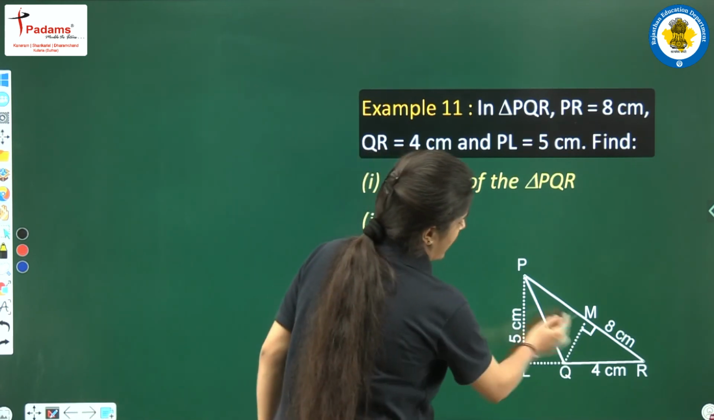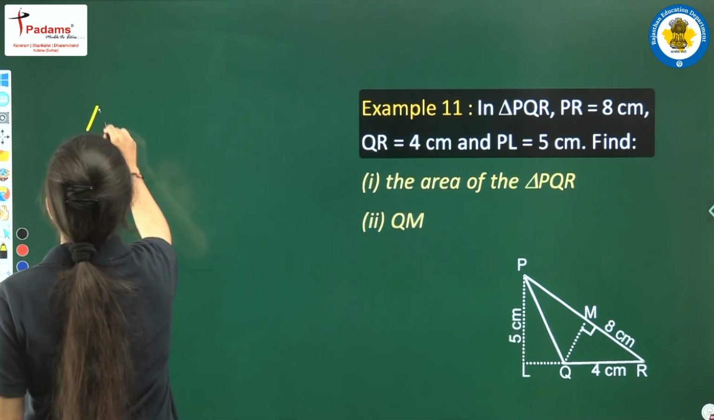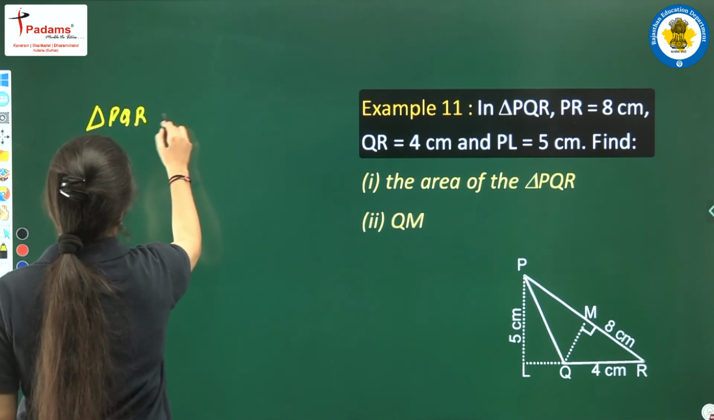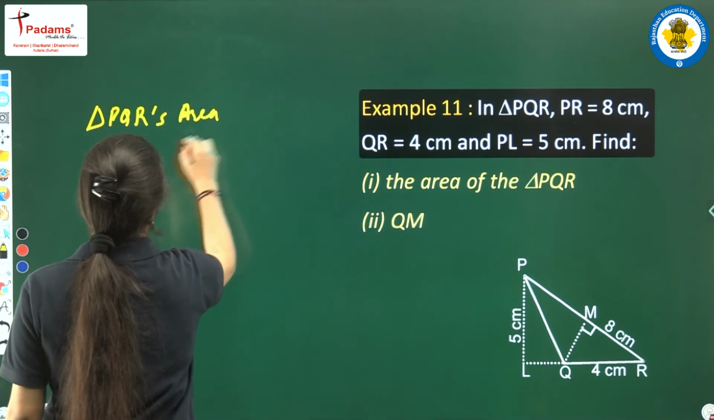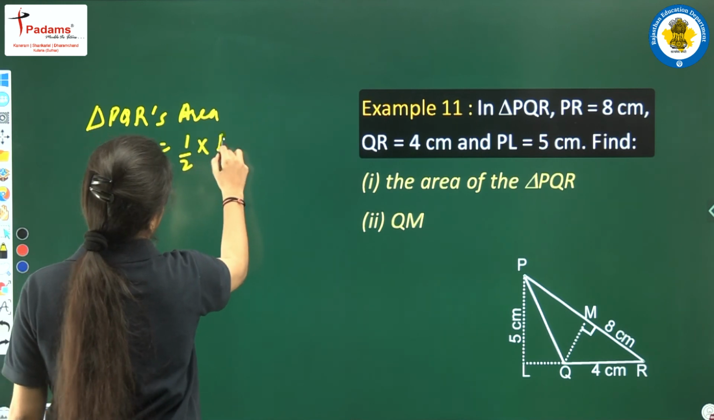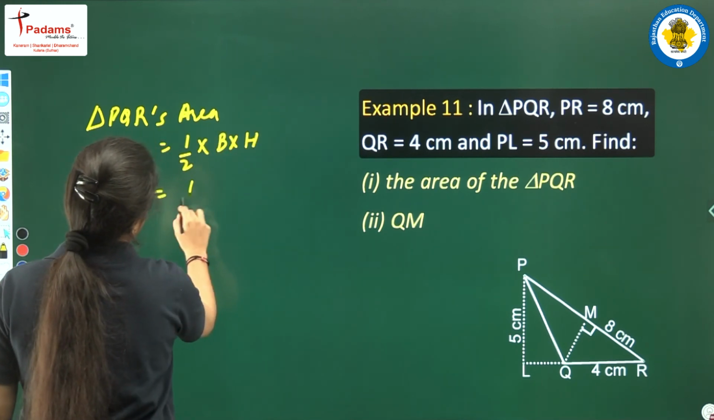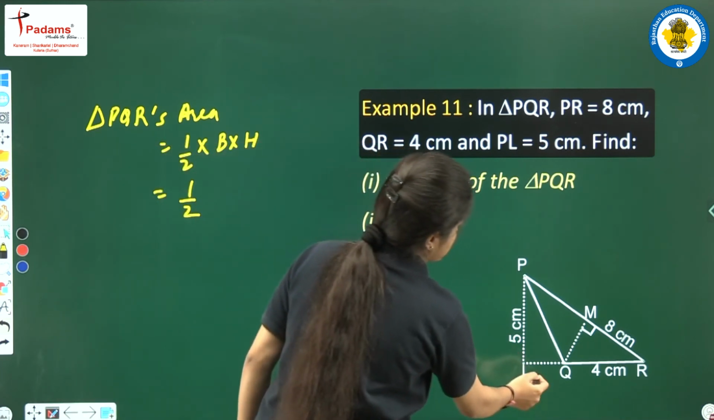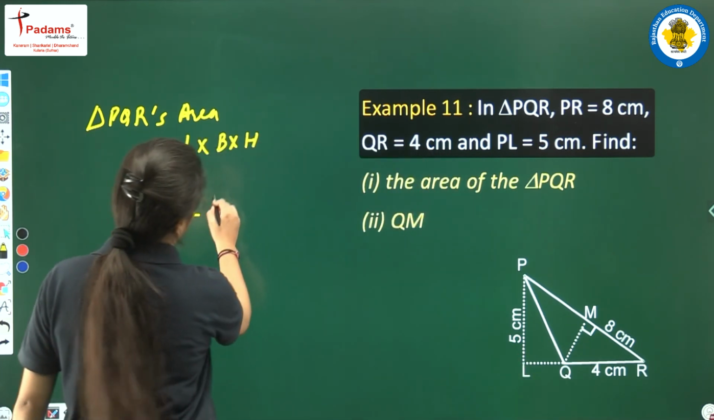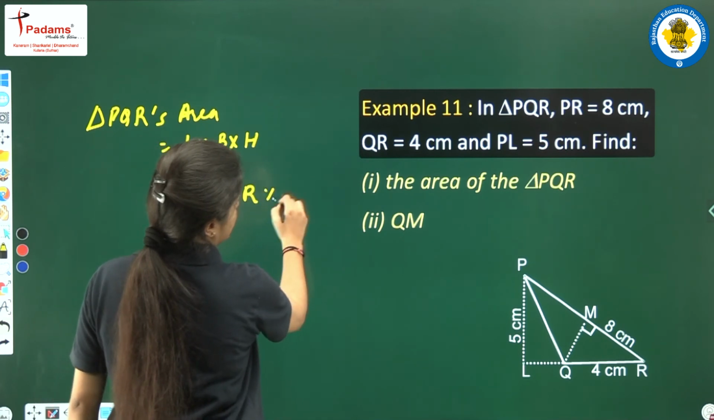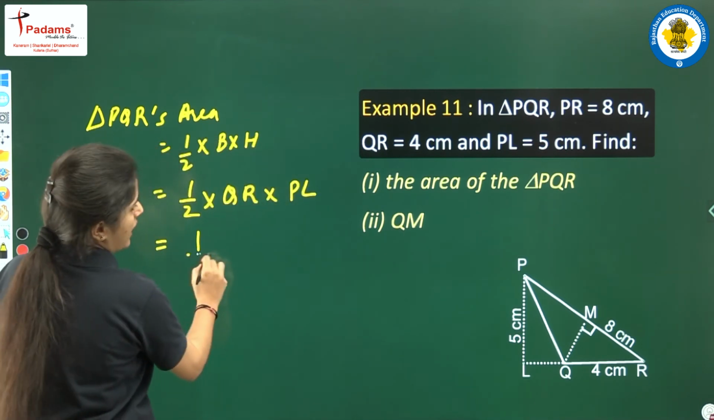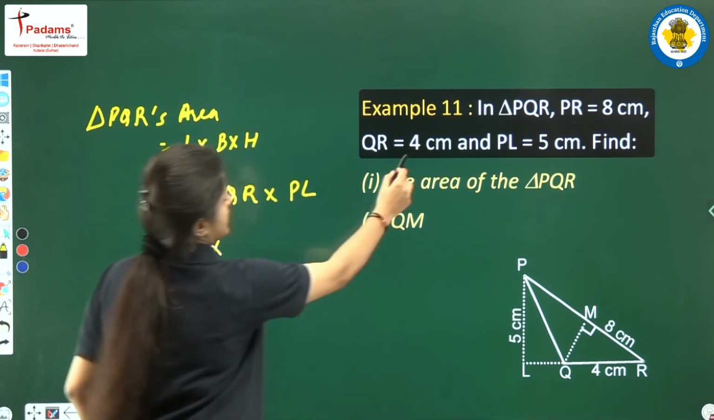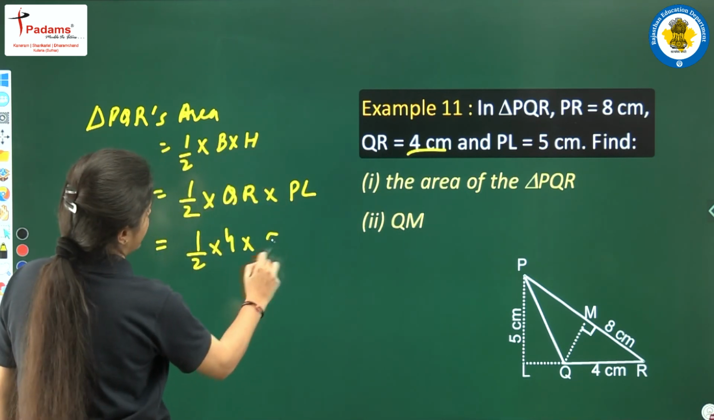This PQR. Alright, so triangle PQR's area is equal to half into base into height, right students? So here we can consider the base as what? What can we use as base, students? That is your QR, and height, students, PL. So half into what is QR? That is 4, PL is 5.